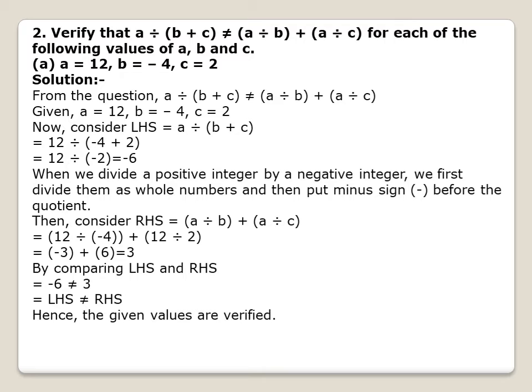Question number 2. Here there are 2 bits. I'll show you one bit and the second bit you can do by yourself. Verify that A divided by (B plus C) is not equal to A divided by B plus A divided by C, for each of the following values of A, B, C. Here the values are given for A, B and C, and what we have to show is that division cannot be distributed over addition, so they are not equal. You have to apply this law. It means a distributive property is there, but division is not applicable over addition.